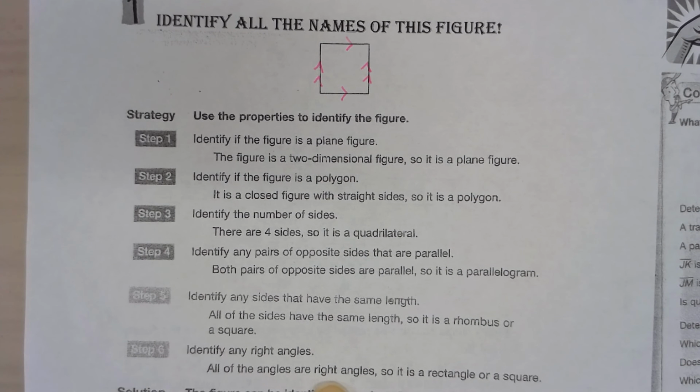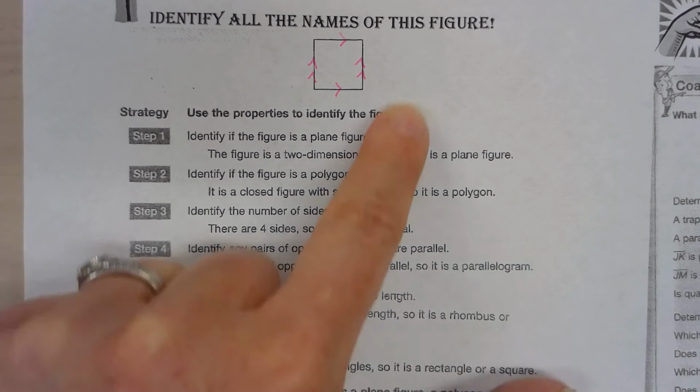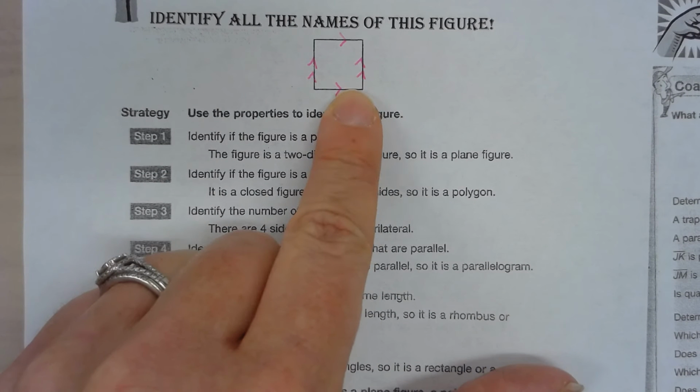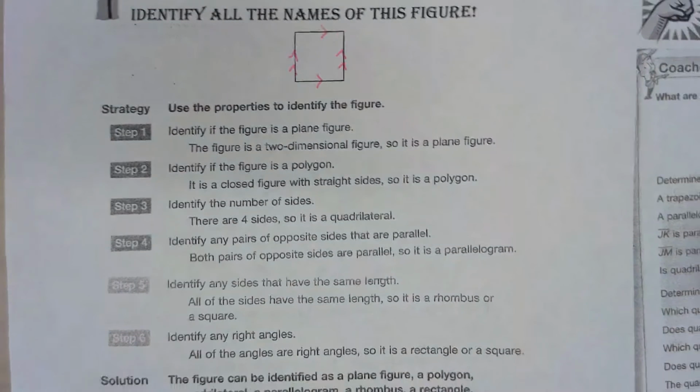So I ask myself now, does it have any right angles? Yes, indeed, it has 4. Therefore, I know that it has to be a square. Since all the sides have the same length and it has 4 right angles, I know it is a square because that's the parallelogram that has those properties.